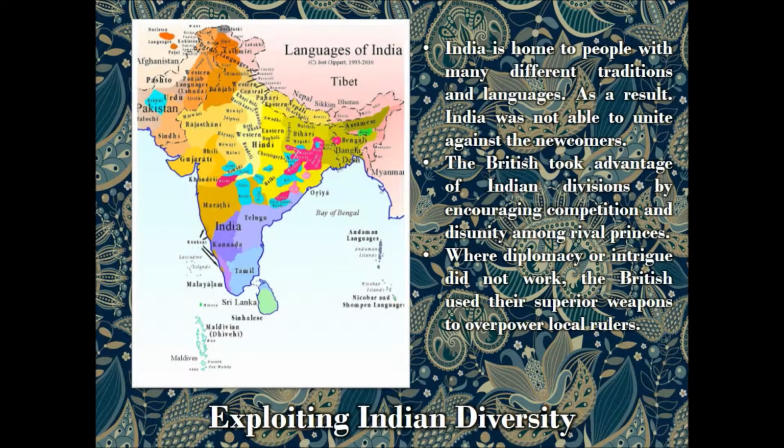India is home to people with many different traditions and languages. As a result, India was not able to unite against the newcomers. The British took advantage of Indian divisions by encouraging competition and disunity among rival princes. Where diplomacy or intrigue did not work, the British used their superior weapons to overpower local rulers.